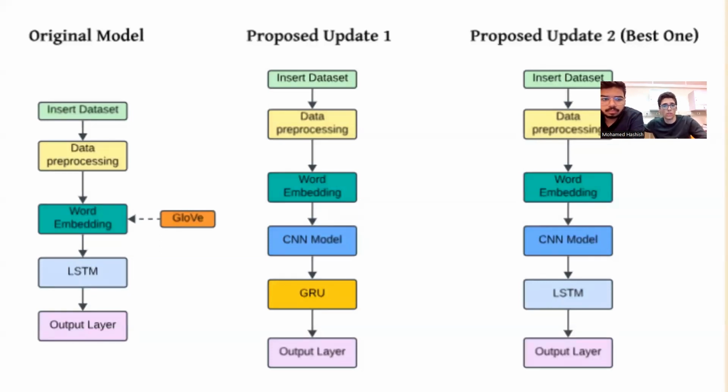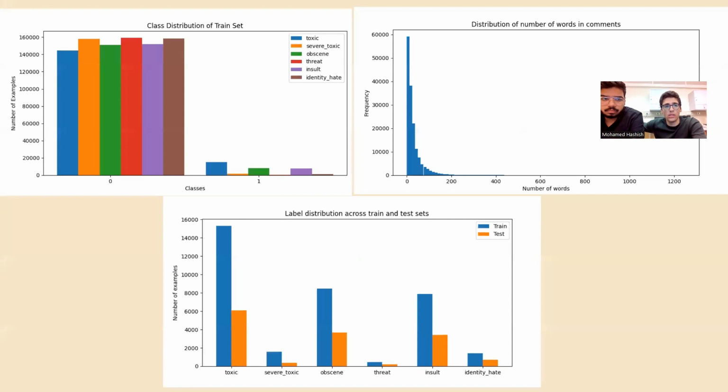This chart shows the original model architecture, the first one on the left-hand side. We have the dataset, it's pre-processed, and for the word embedding we can use the GloVe word embedding, that's why we've added GloVe, and then it enters the LSTM and output layer. In the first proposed update, we've introduced a CNN model, and then we've added a GRU model. The second proposed update, which was better in terms of validation scores, was a combination of a CNN and an LSTM model.